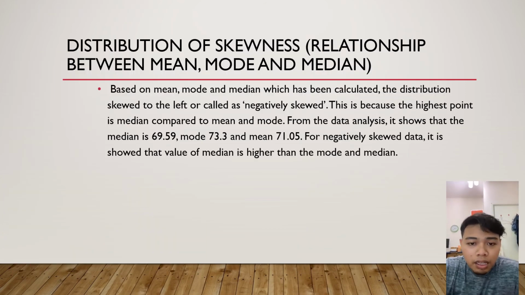Okay, so for Task 3, the distribution of skewness and the relationship between mean, mode, and median. Based on the mean, mode, and median which have been calculated, the distribution is skewed to the left, or called negatively skewed. This is because the highest point is the median compared to the mean and mode. From the data analysis, it shows that the median is 69.9, mode is 73.3, and mean is 71.05. For negatively skewed data, the value of the median is higher than the mode and mean.